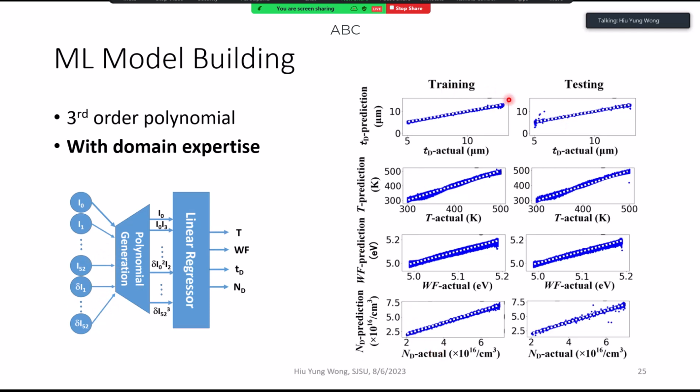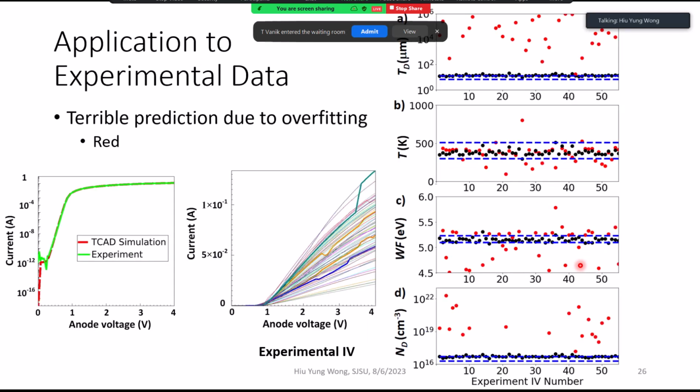So we have very good training, right? We train it and then let it predict the thickness, the temperature, work function, and doping. And then the testing is also perfect. Again, freshman level machine learning. Everything tests very well, okay? Then we apply this to experiment. And now this is a disaster.